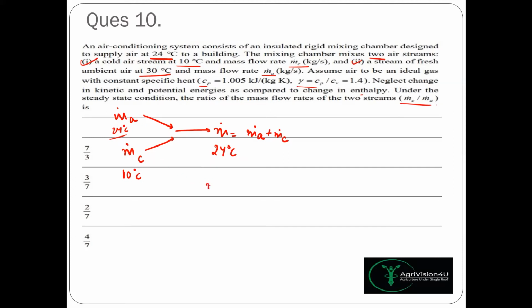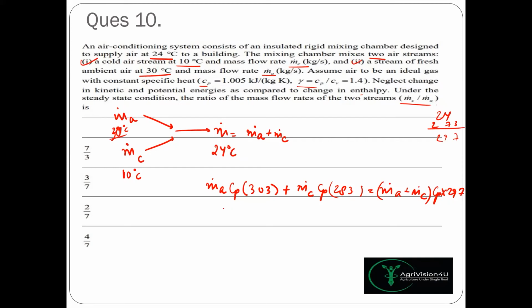Here the enthalpy of the air will be the mass of air multiplied by Cp of air and the temperature. Sorry, this is not 24, this is 30 degrees Celsius. Yeah, 30 degrees Celsius plus 273, that would be 303, plus mass of cold air into Cp of air multiplied by temperature 10 degrees Celsius. So 10 degrees Celsius would be 273 plus 10, that is 283. It will be equal to mass of air plus mass of cold air multiplied by Cp into the temperature, that is 24 plus 273, that is 297.